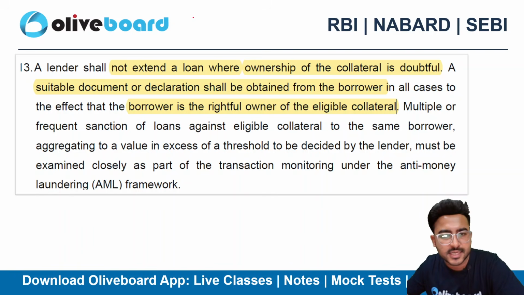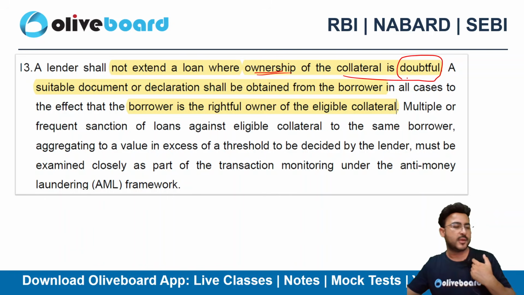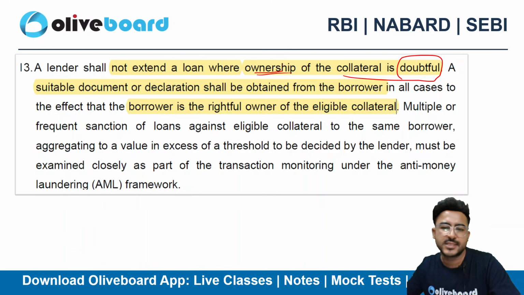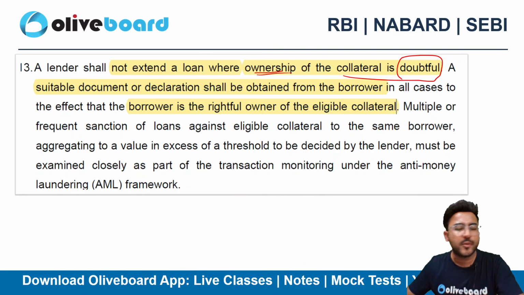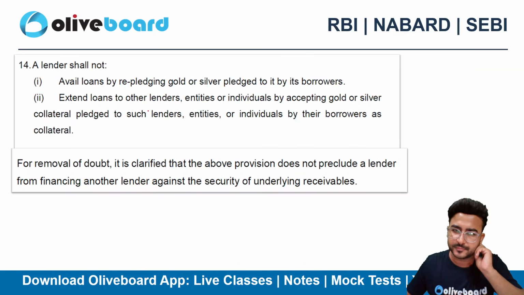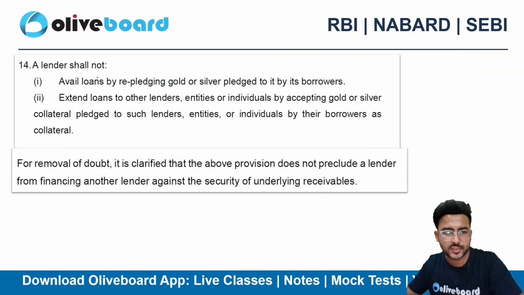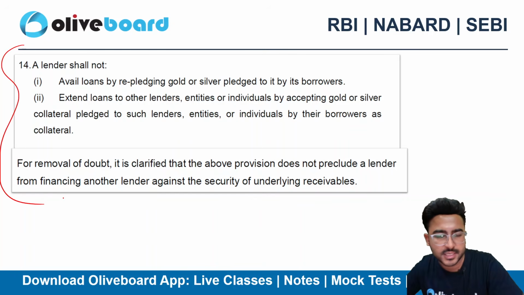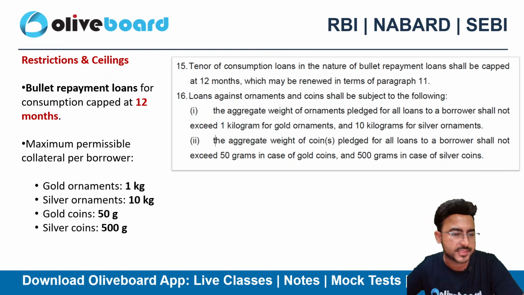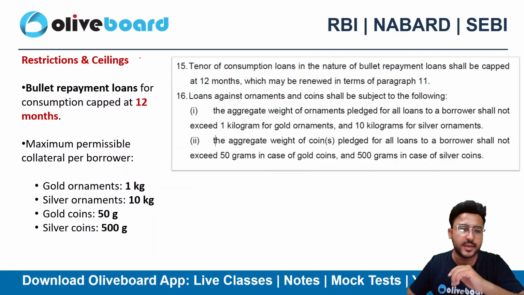Next is not to extend a loan where ownership of the collateral is doubtful. Let's suppose I do have gold, but I'm not able to prove that this is my gold. In that case, I won't be getting any kind of loan because I am not able to prove the ownership of the asset, right? So I need to have suitable documents or a declaration, right? Otherwise, I won't be getting any kind of loan here, right? That's what is written in these screenshots as well. I have taken these screenshots from the circular itself. You can read them later on.